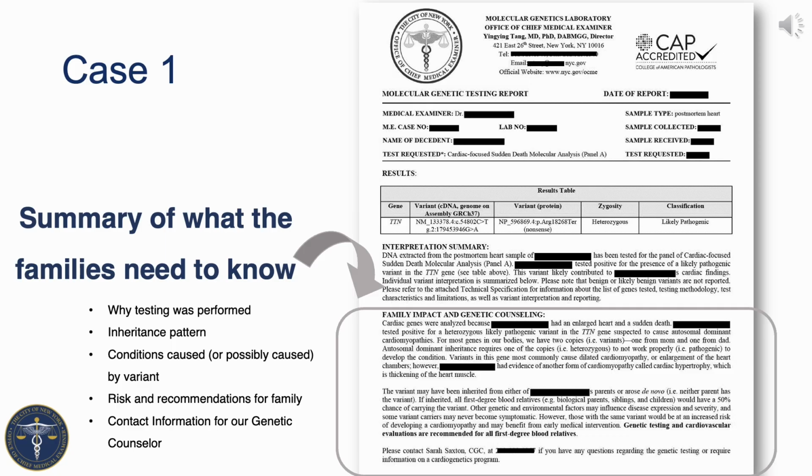This is the molecular genetics report from the 37-year-old decedent. The report not only provides information for clinicians, but also a summary of what the family needs to know, including why the testing was performed, the inheritance pattern, the conditions caused or possibly caused by the variant that's detected, risks and recommendations for the family, as well as the contact information for our genetic counselor.